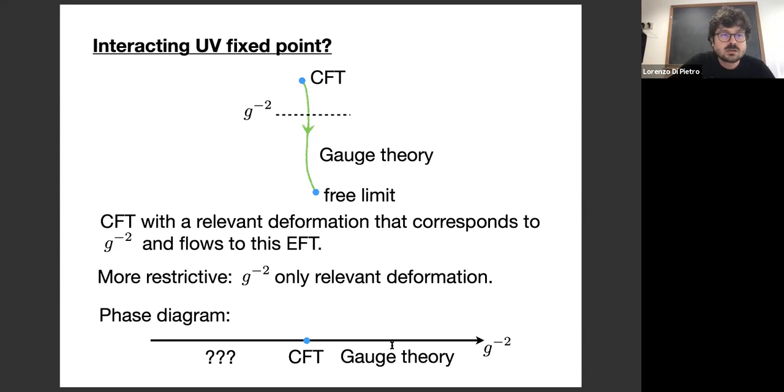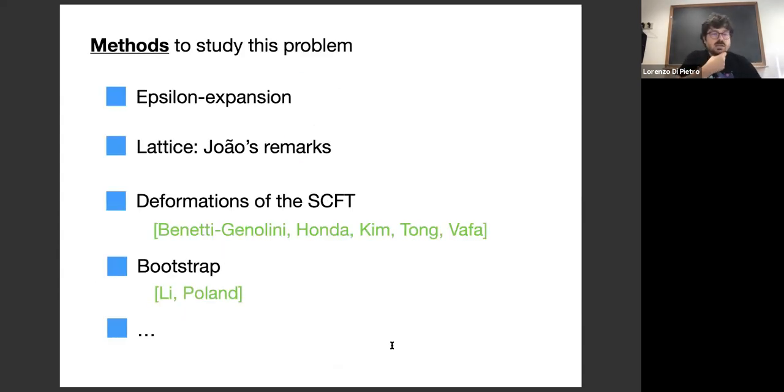So what are the methods that can give us some hint that this fixed point might exist, or more generally the methods that we can use to study this problem and maybe rule out this possibility? The first and most straightforward and direct hint that such a fixed point could exist, I think it's fair to say, comes from epsilon expansion, which is what I will tell you about in the rest of my talk. Then, of course, we can also try to explore this question using lattice simulations, and this will be the topic of Joao's remarks, so just hold on a few minutes.